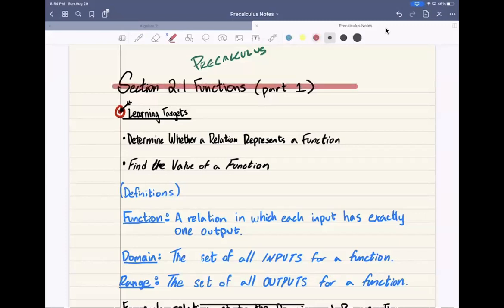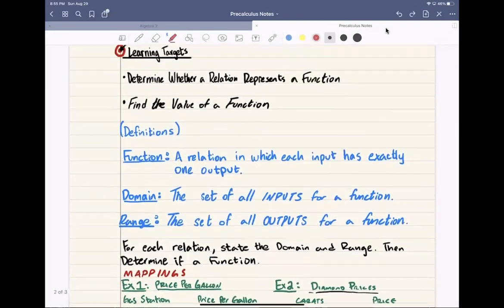We're doing section 2.1, Functions. This is the first half of this section. It's kind of a long section, so I decided to break it up into two parts, that way we have enough time to cover everything. Section 2, like I said, revolves around functions. Our learning targets for today are to determine whether a relation represents a function and to find the value of a function given a point, right? But first things first, let's review some of our vocabulary that we're going to be using.